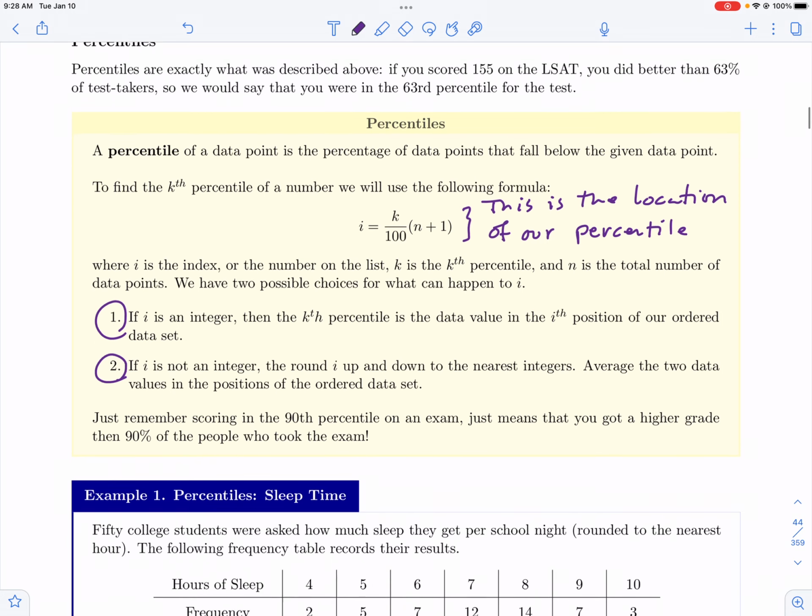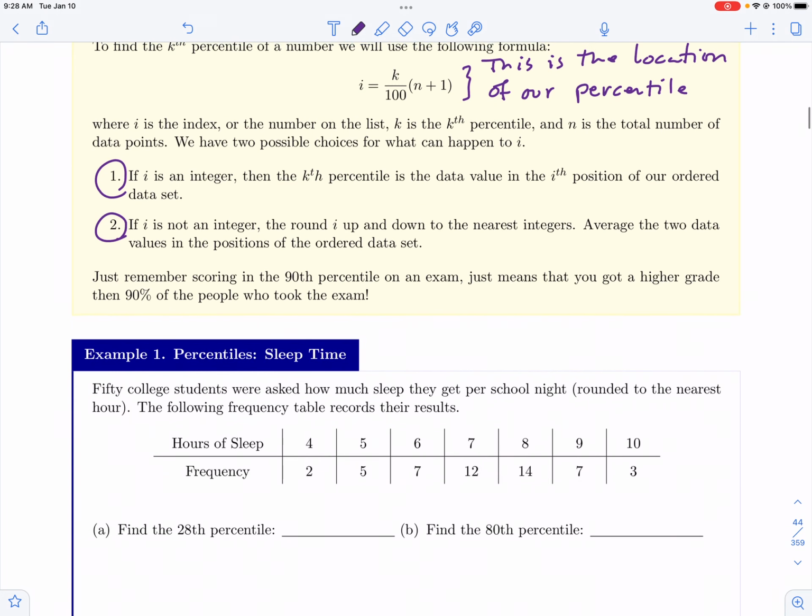So let's take a look at our example 1 here. In this case, our list is given to us as a frequency distribution. It wouldn't necessarily have to be a frequency distribution; it could just be a long list of numbers. But if it is a long list of numbers, we want to make sure our numbers are ordered from lowest to highest. I'm going to show you a trick later that you can do with your calculator to do that for you, so you don't have to do it all by hand.